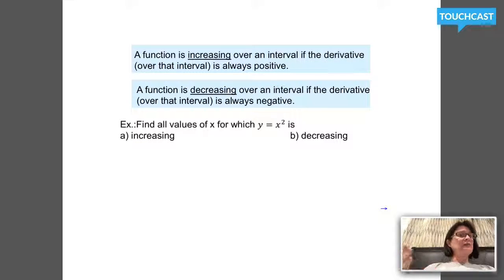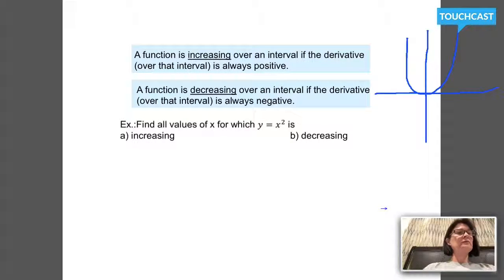Can you find all the values of x for which y equals x squared is increasing or decreasing? Now, I would expect that you could think about a picture, y equals x squared, you know that guy, that's just the regular old mother parabola function, mother quadratic. And you could think about the graph and answer this question. The whole goal of calculus, the whole goal of chapter 3 and then chapter 4, is to be able to give an algebraic answer to this question.